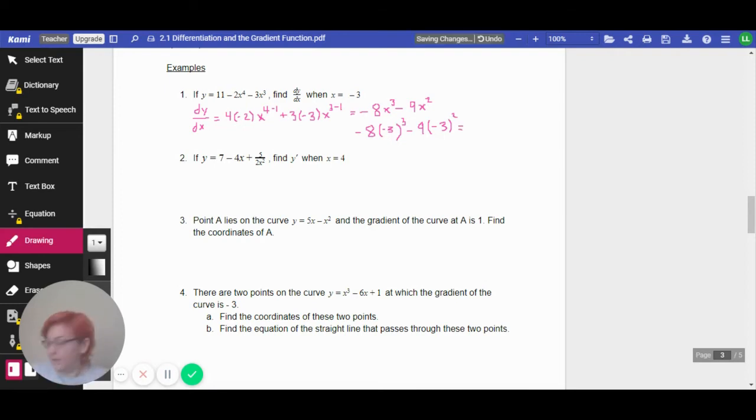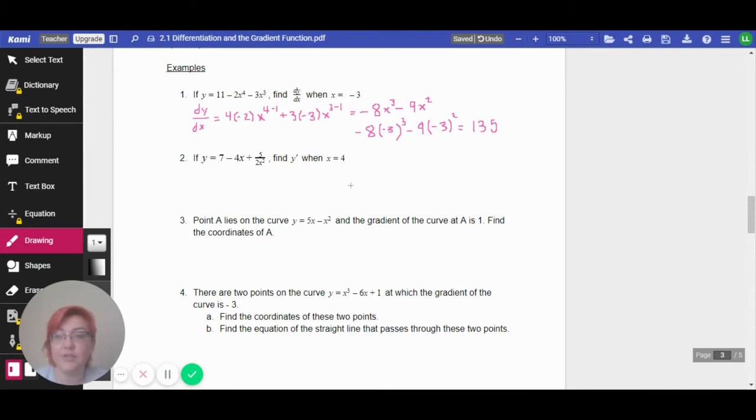So I'm going to grab my calculator and type in -8 times -3 cubed minus 9 times -3 squared. Be sure that you put your exponents outside the parentheses like I've done here. Don't put them inside. Okay, so I find that the gradient of that curve at x equals -3 is 135, or 135 over 1. All right, let's look at this one.